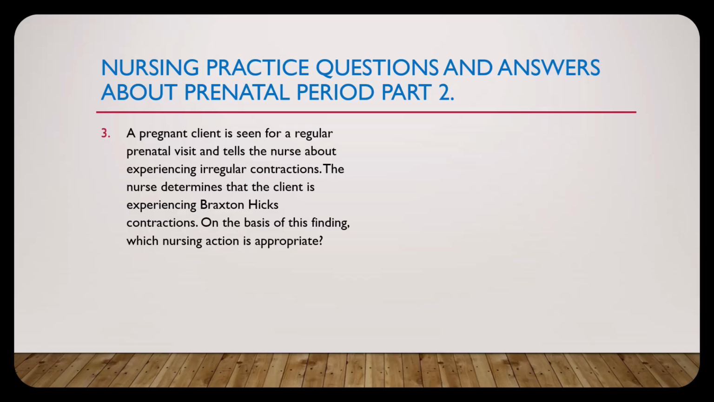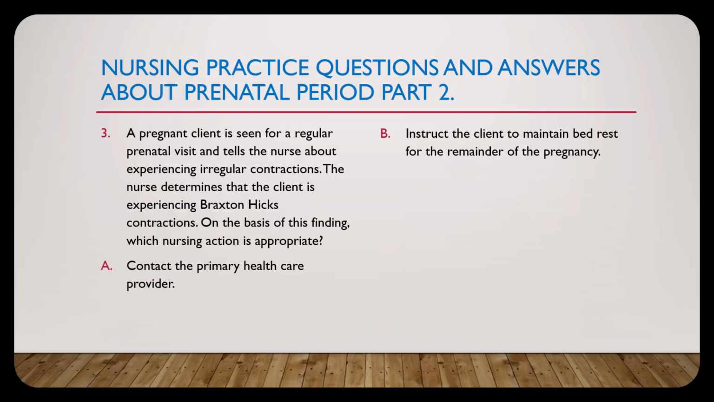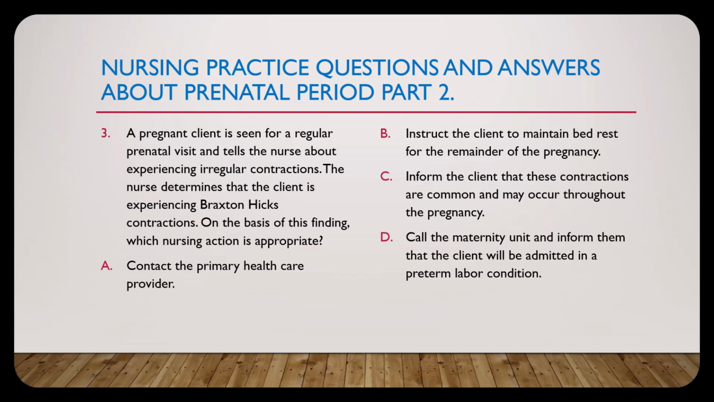So these are the options. Option A, contact the primary healthcare provider. Option B, instruct the client to maintain bed rest for the remainder of the pregnancy. Option C, inform the client that these contractions are common and may occur throughout the pregnancy. Option D, call the maternity unit and inform them that the client will be admitted in a preterm labor condition.